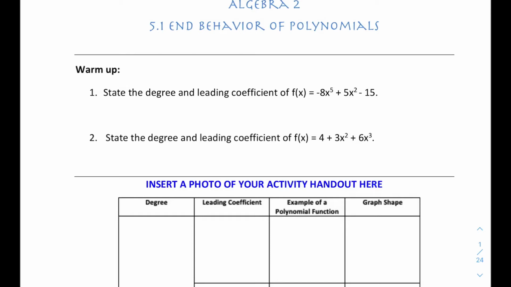So this is a recap from your activity. The degree of your polynomial is its highest exponent on your variable, so this one's degree 5, and the leading coefficient is the coefficient on that term, -8. This one's degree 3, it's out of order, but look for your highest exponent with the leading coefficient of 6.